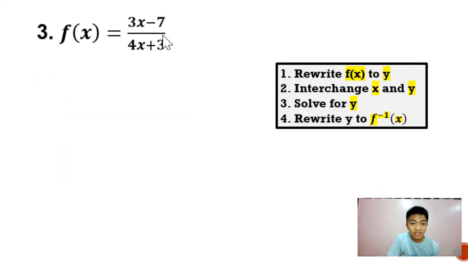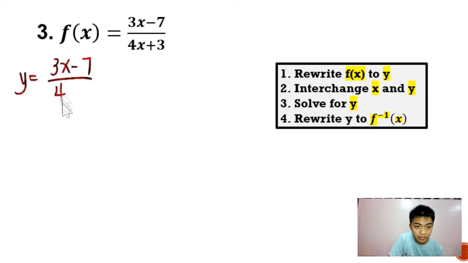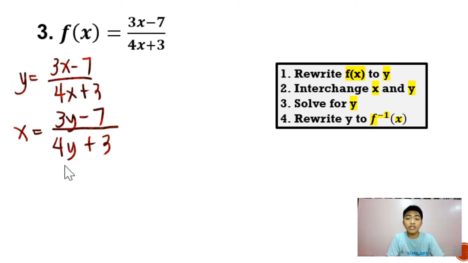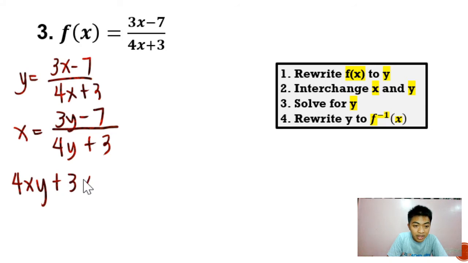Okay, so we are given a rational function. Let's see kung paano natin makukuha ang kanyang inverse. Same steps, we are going to rewrite f of x to y. And then after that, lahat ng x palitan ng y. Si y naman palitan ng x. And then we are going to solve for y. But before that, we are going to do cross multiplication para mawala ang fraction. So 4y times x, that is 4xy. And 3 times x, that is 3x.